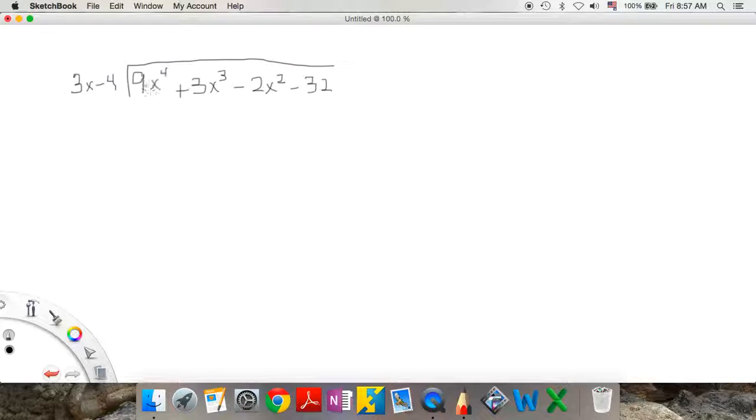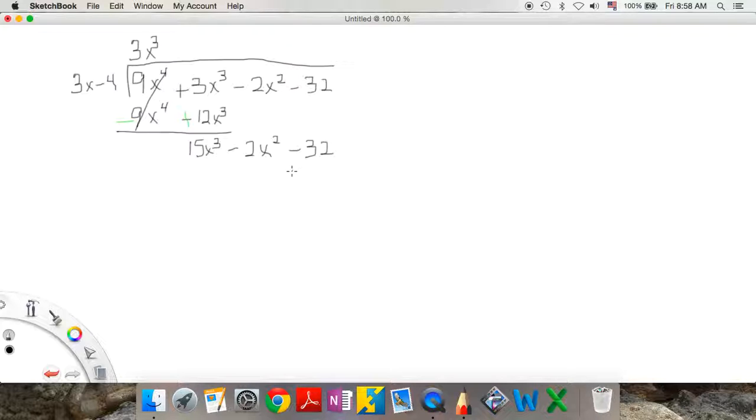What do I multiply times 3x to get 9x to the fourth? Well, 3 times 3 is 9, and x times x to the third is x to the fourth. So then I multiply, I get 9x to the fourth minus 12x cubed. Then I'm going to subtract that. So I subtract, which changes that sign. And those cancel, and I have 15x cubed minus 2x squared minus 32.